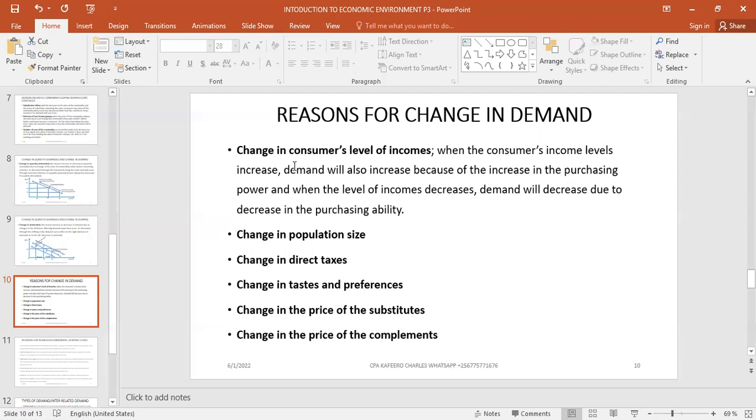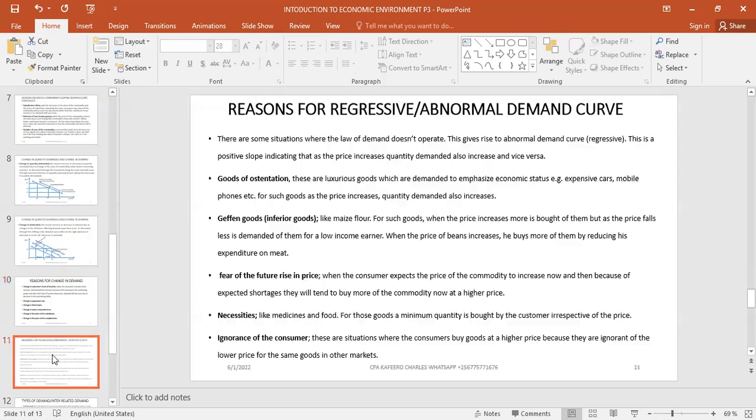But when you are giving, make sure you give a scenario whereby if there is an increment, then it will impact the demand this way. Then you talk about why it is impacting the demand like that. I hope you have got what I'm talking about. Then let me talk about something here.